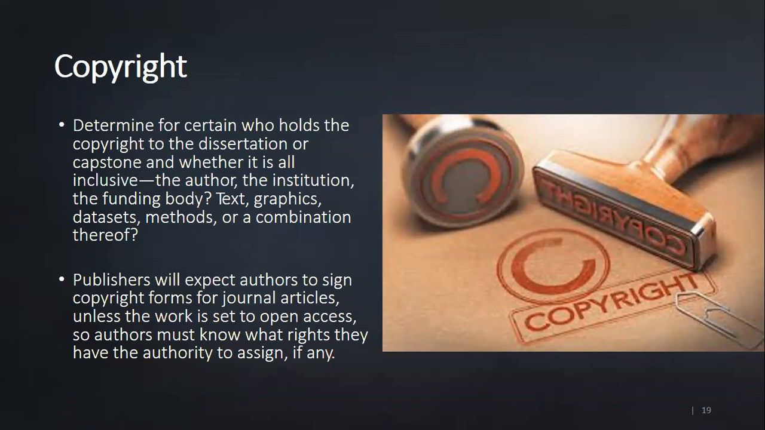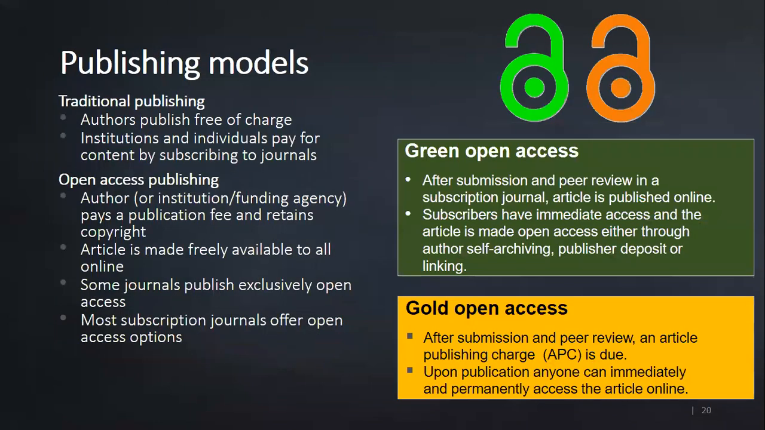So publishers will normally expect authors of journal articles to sign off a copyright form. So before you sign that off, you've got to ensure that you are protected, whether this is going into what sort of journal, and is it an open access journal. So what kind of publishing models are we looking at?